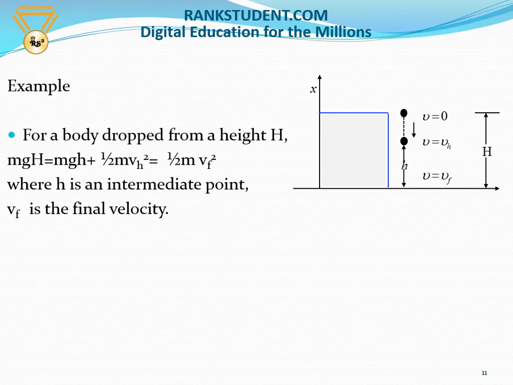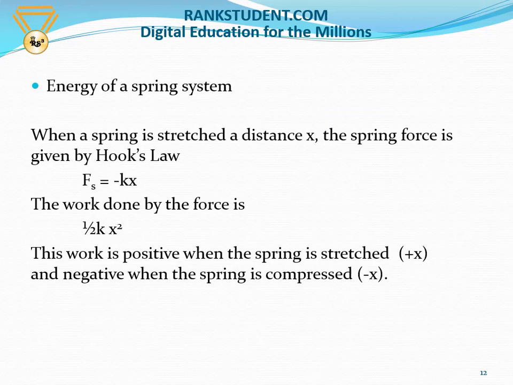As an illustration again, for a body dropped from a height capital H, mgH equals mgh plus 1/2 m vh² plus 1/2 m vf², where h is an intermediate point and vf is the final velocity. A statement of the fact that the total energy of the body from the initial to the final position, and at every point intermediate between the initial and the final locations, is the same. It is conserved.